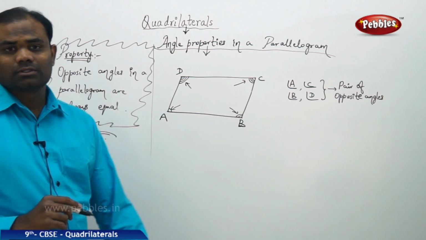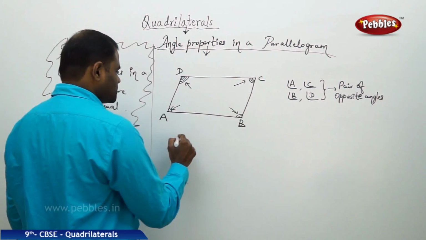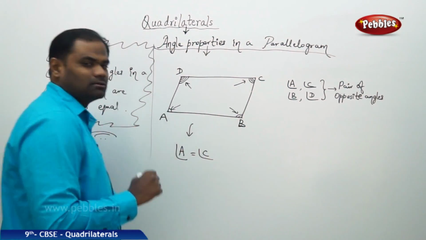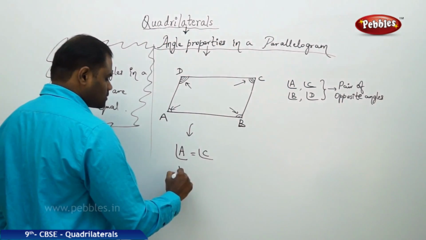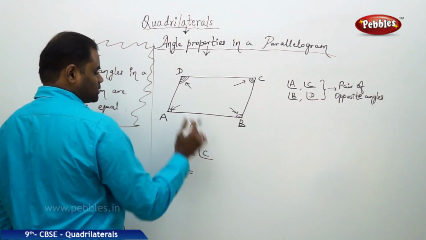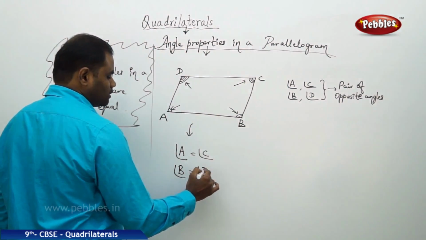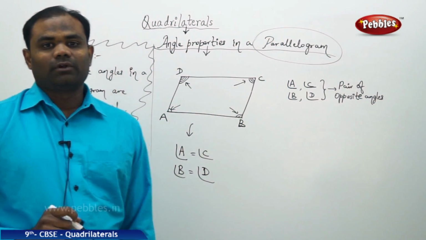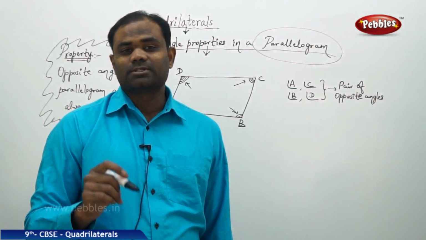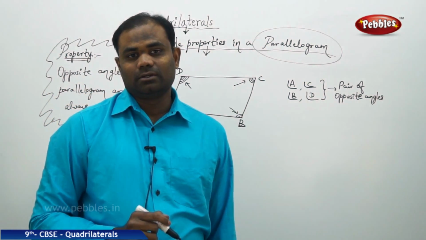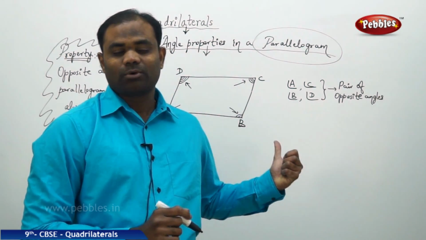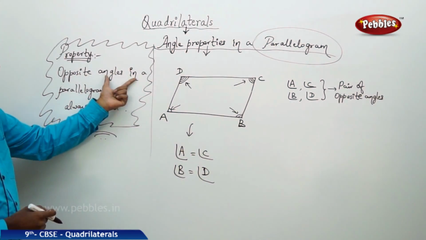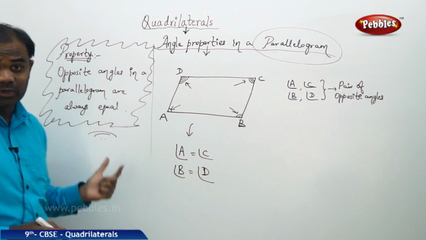This is how we conclude the property. That is, in this case, angle A must be equal to angle C and angle B opposite to that is angle D must be equal if ABCD is a parallelogram. For a parallelogram ABCD, opposite angles must be equal is how we understand the property connecting the opposite angles. Opposite angles in a parallelogram are always equal.